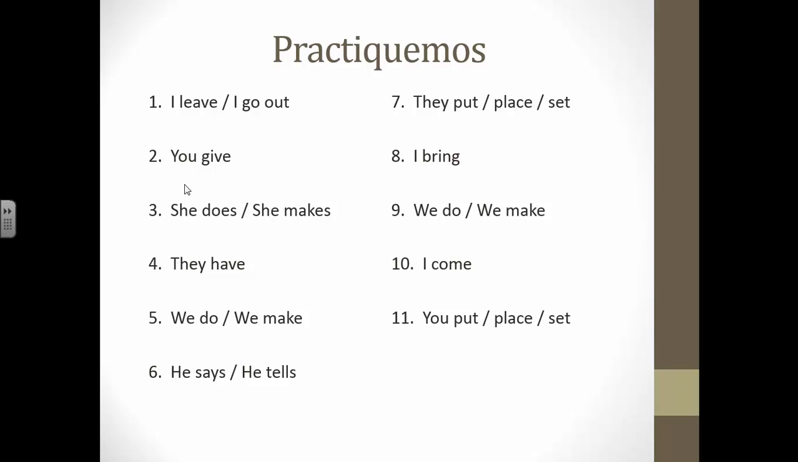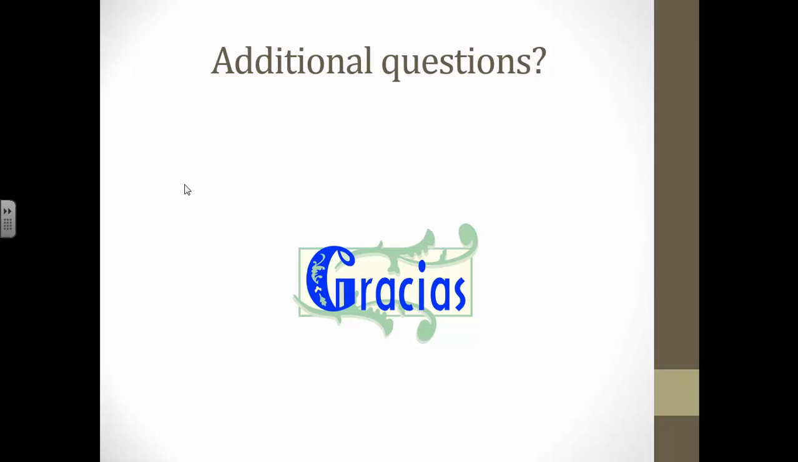Okay. You put, place, or set. Verb is poner, so it would be pones. And then the last one, you all give. Remember that dar is to give, and if it's you all, it's ustedes, so it should be dan.